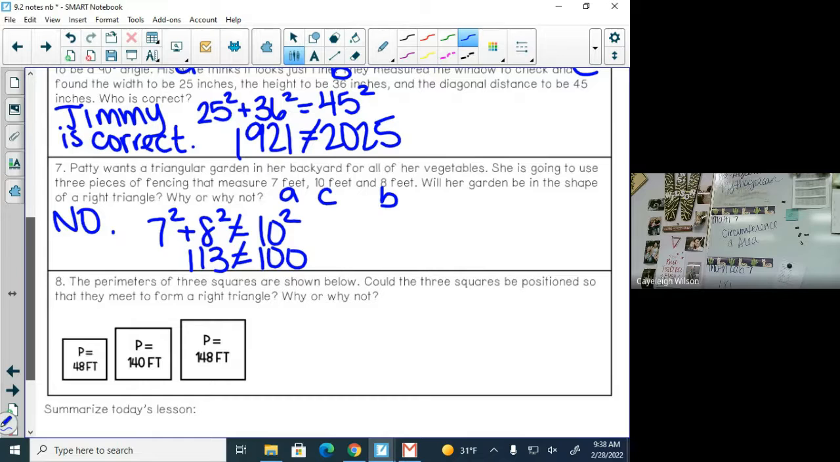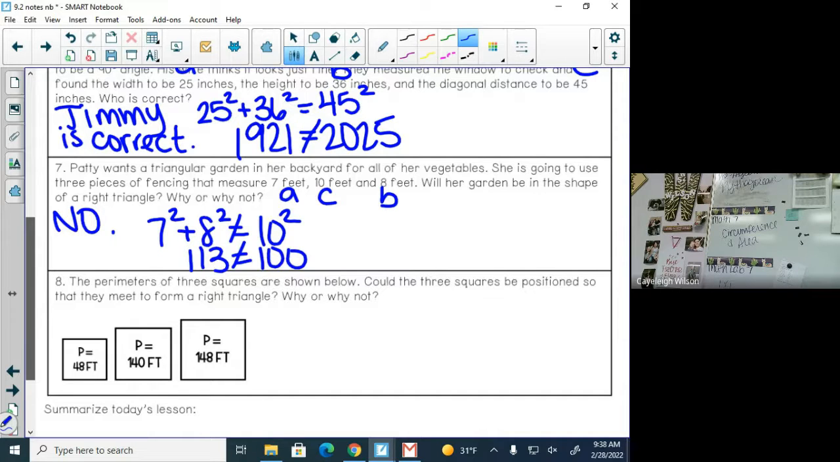All right, we're going to brainstorm on this one together. It says the perimeters of 3 squares are shown below. Could the 3 squares be positioned so that they meet to form a right triangle? Why or why not? Well, first of all, you have to figure out the side lengths. Because remember on our assignment, they had 3 squares together, and then we had to talk about the area or the perimeter. So we need to first find the side length of each square.